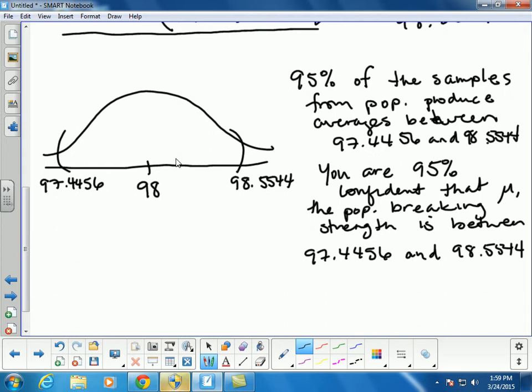The next thing I'm going to do is build a confidence interval based on a proportion and then ask a couple more questions about it. So I want to do that example here.